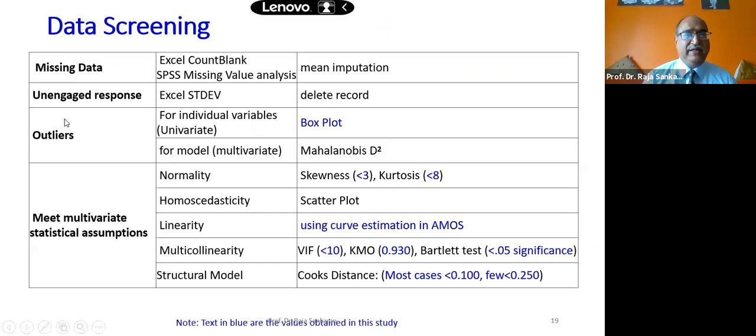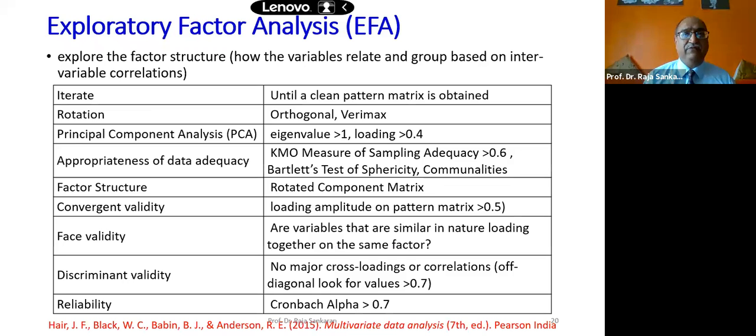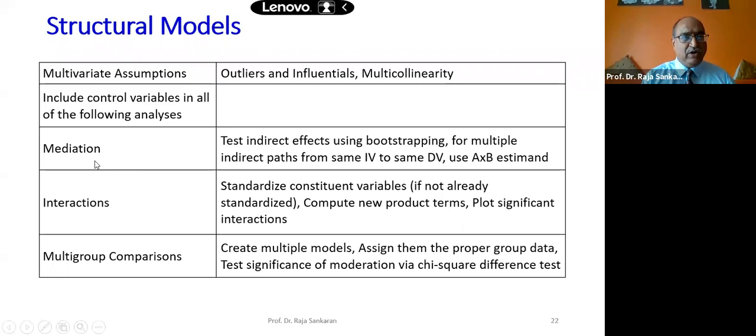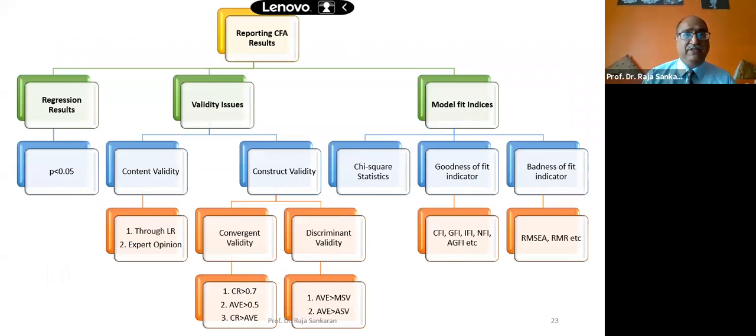This is for the data screening, right from missing data, unengaged responses, or outliers, to how we make sure that the multivariate statistical assumptions are met before we go ahead with the process. Then comes the EFA and CFA, and then the structural model. Again, some steps will typically depend on what we want to do. For example, if I'm doing mediation analysis, then what should it be? If I'm using moderators, I use multi-group comparison. Or even for the prerequisites to be met, what should I look for? All this needs to be looked at from this perspective.